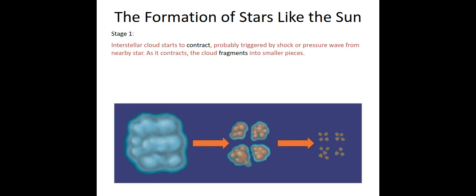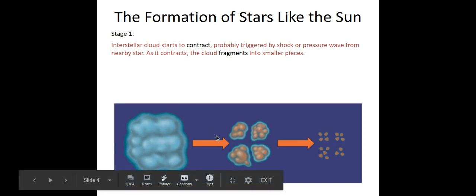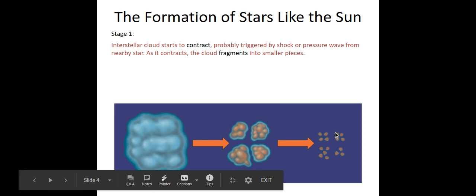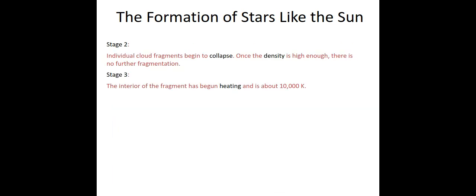So you start off with a nebula, and the nebula starts to contract and fragment. So you see the one nebula here breaks down into smaller pieces, and those smaller pieces kind of coalesce together. This one nebula would end up being, this is like 16 stars over here. The main point here is that one nebula does not make one star. One nebula makes lots of stars.